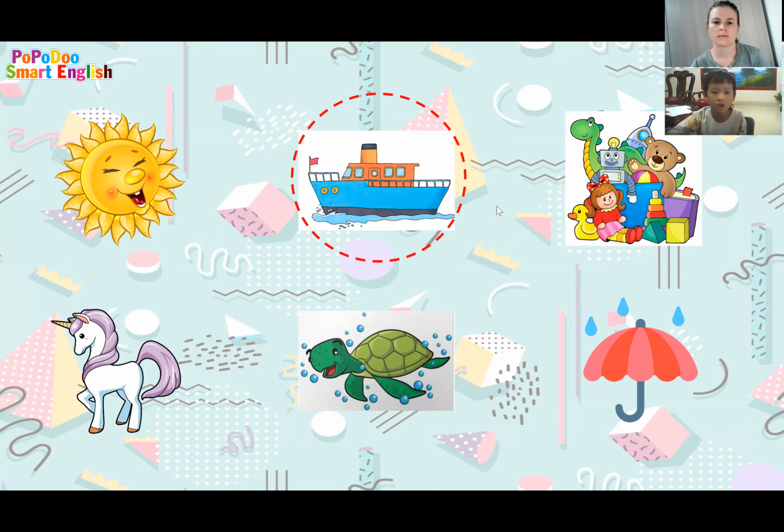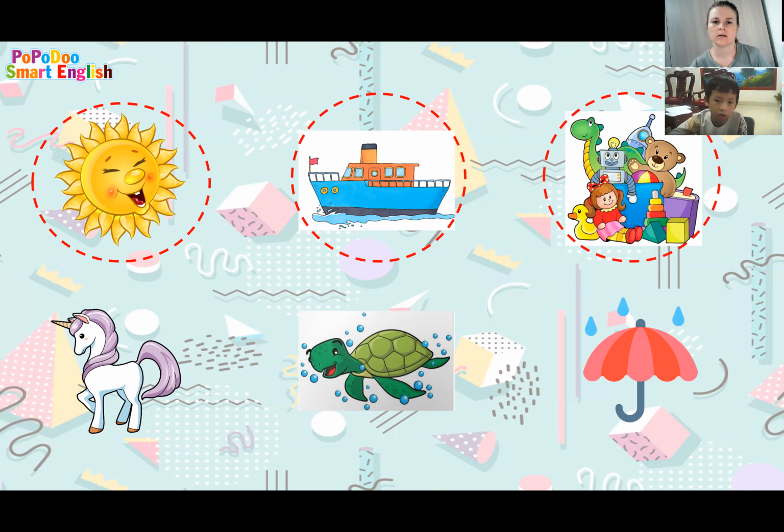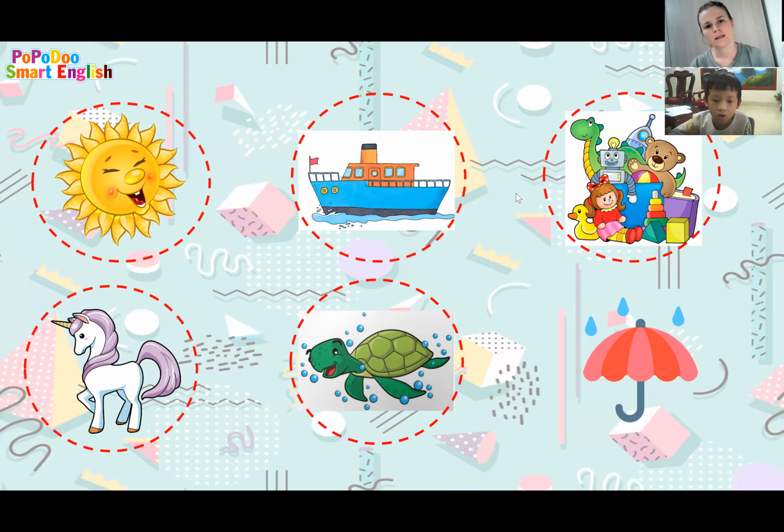What is this? It's a sheep. What is this? It's a sun. It's a tie. This one? It's a turtle. This one? It's a unicorn. And this one? It's an umbrella. Very good.